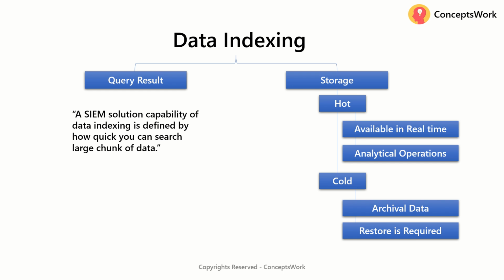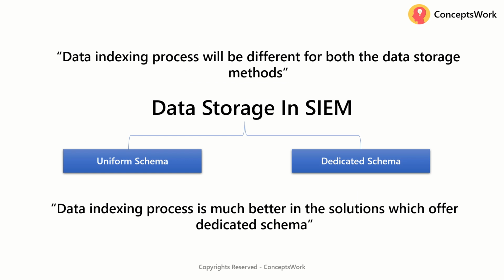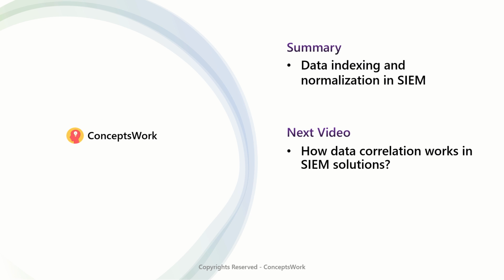Now, as I've said before, the data indexing process will be different for both data storage methods, uniform schema and dedicated schema. And I can prove that the data indexing process is much better in solutions which offer dedicated schema. So while you are evaluating multiple solutions, keep in mind how quickly you are getting the outcome when you are writing queries. Okay, so this was all about how data indexing and normalization work in a SIEM solution.